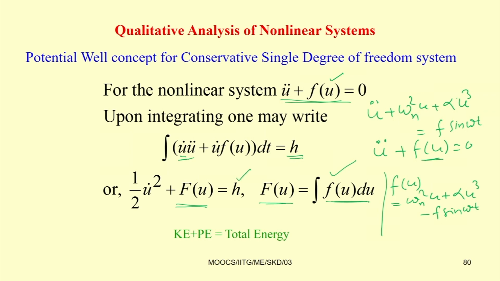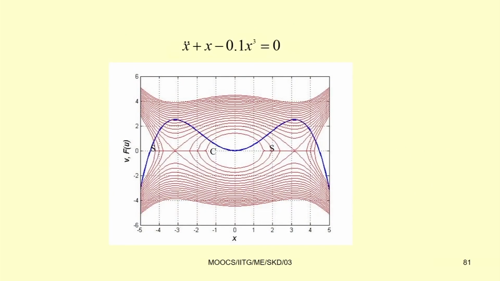So, you can write half u dot square plus F(u) equal to h. Or I can write half u dot square equal to h minus F(u), or u dot square equal to 2 into (h minus F(u)), or u dot equal to root over 2 into (h minus F(u)). So, I have an expression between u dot and u, that is between the displacement and velocity, which gives me a relation between displacement and velocity, that is known as your phase portrait. So, you can plot the phase portrait.